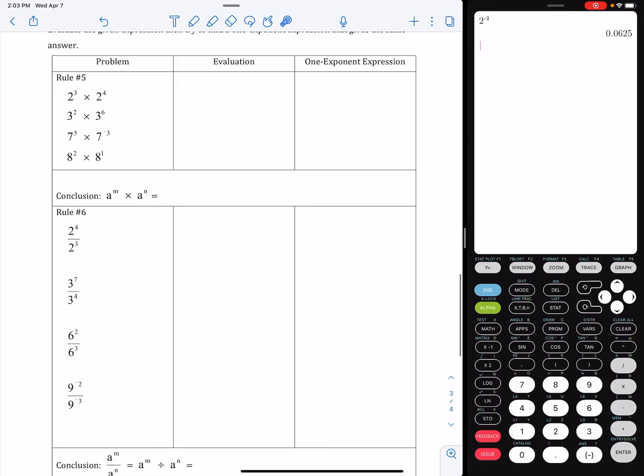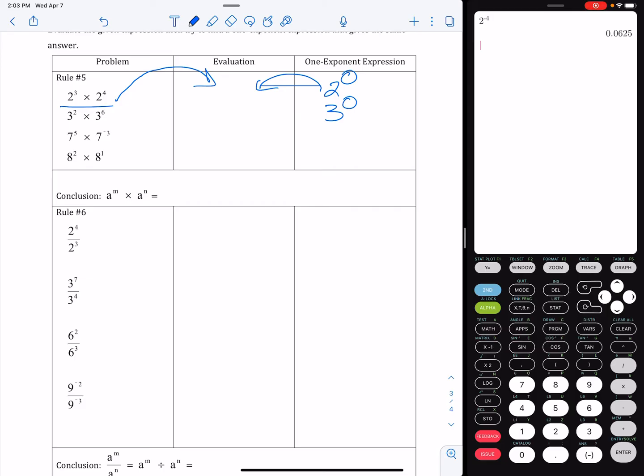Rule number 5. In this one, it gives you an evaluation and also gives you a 1 exponent expression. Evaluation, we know, means get an answer. What I want to know on the 1 exponent expression is, if I were to take this expression right here and rewrite it so that I only have 1 base of that same base, what would my exponent be so that this answer and this answer are the same? That's what I'm looking for.